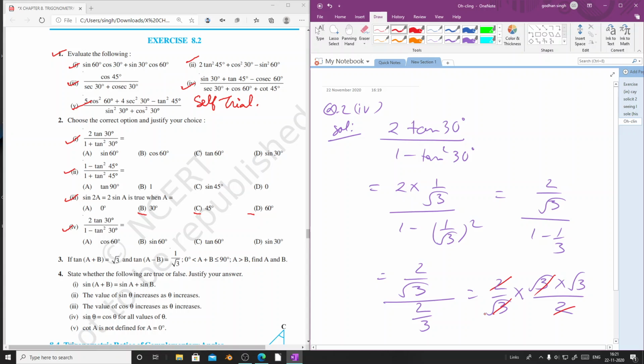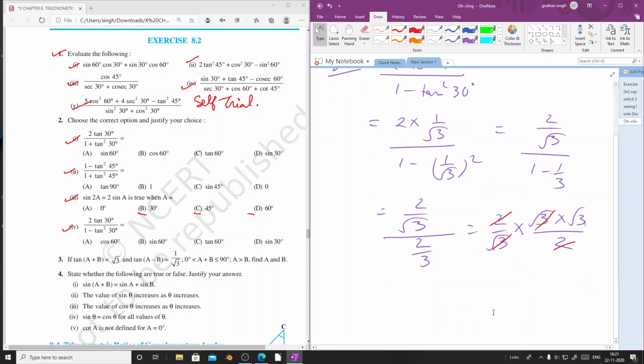So the answer we are getting is equal to root 3. Now the value of cos 60. What is the value of cos 60? Cos 60 is equal to 1 by 2. And what is sin 60? That is root 3 by 2. What is tan 60? It is equal to root 3. So our answer, this root 3, can be written as tan 60 degree.